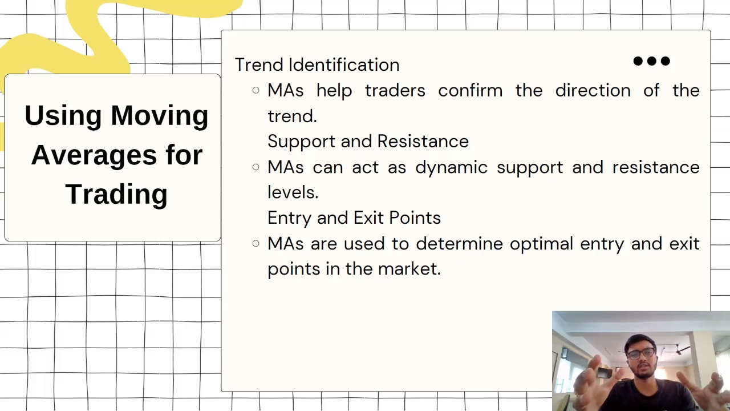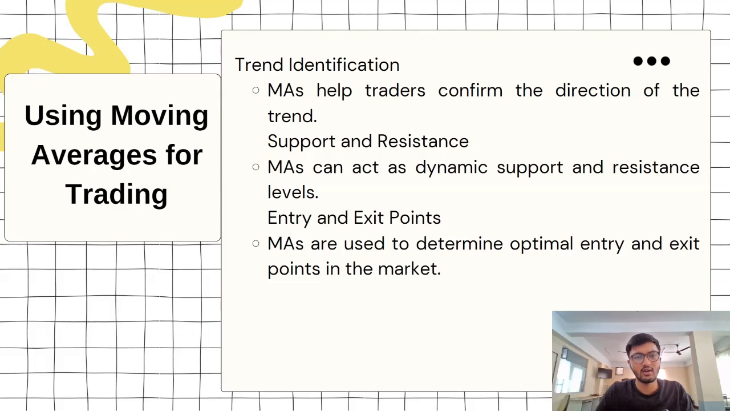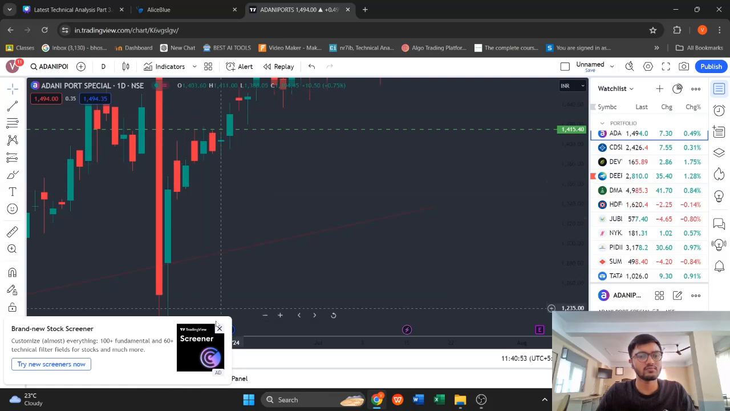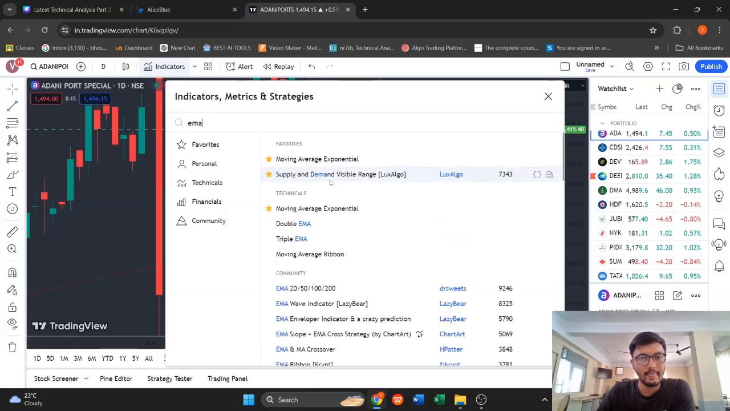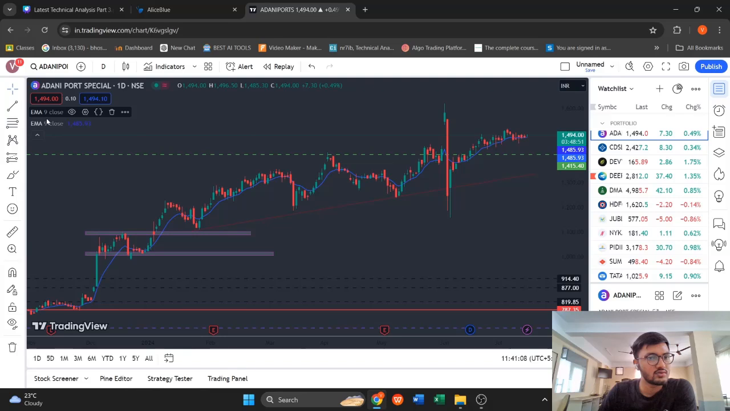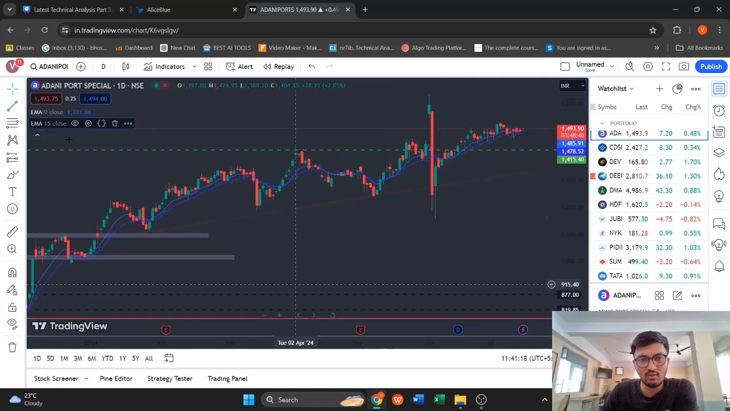So how you see the markets is what I'm trying to say. That will define which particular moving averages you will take. I'll take an example. Just remove this volume. I will take EMA. So here you can see I'm taking 9 EMA, and here I'll just set a 15 EMA. So looking at the EMAs right now, I'll just color them.